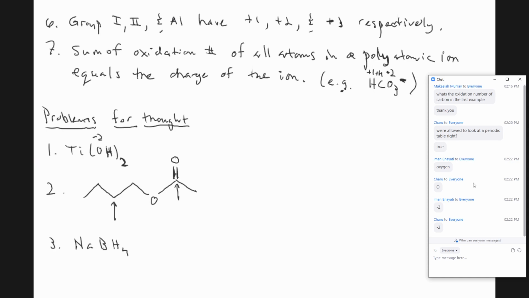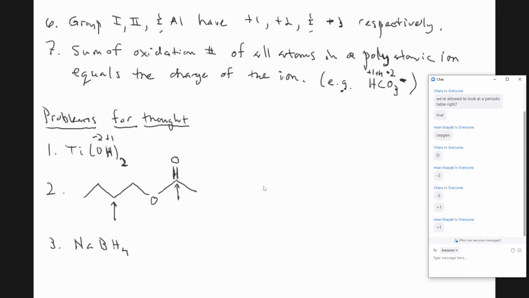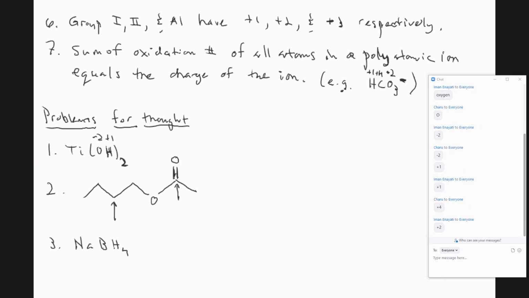That means hydrogen is what? +1, because we know that hydroxides are -1. That means titanium is what? We have 2 negatives, then careful. This is only going to be +2, right? Because you have 2 hydroxides.